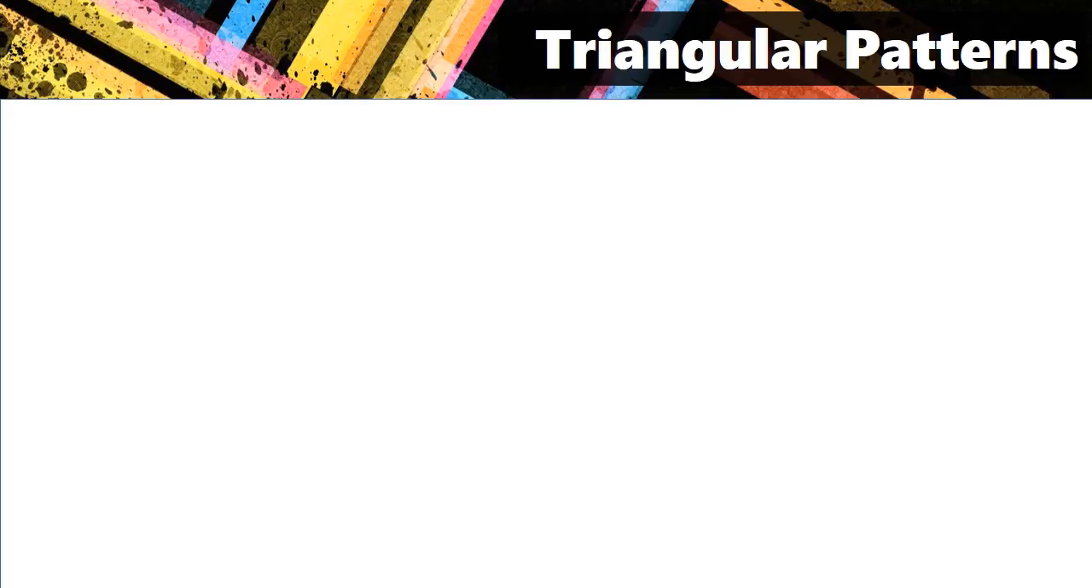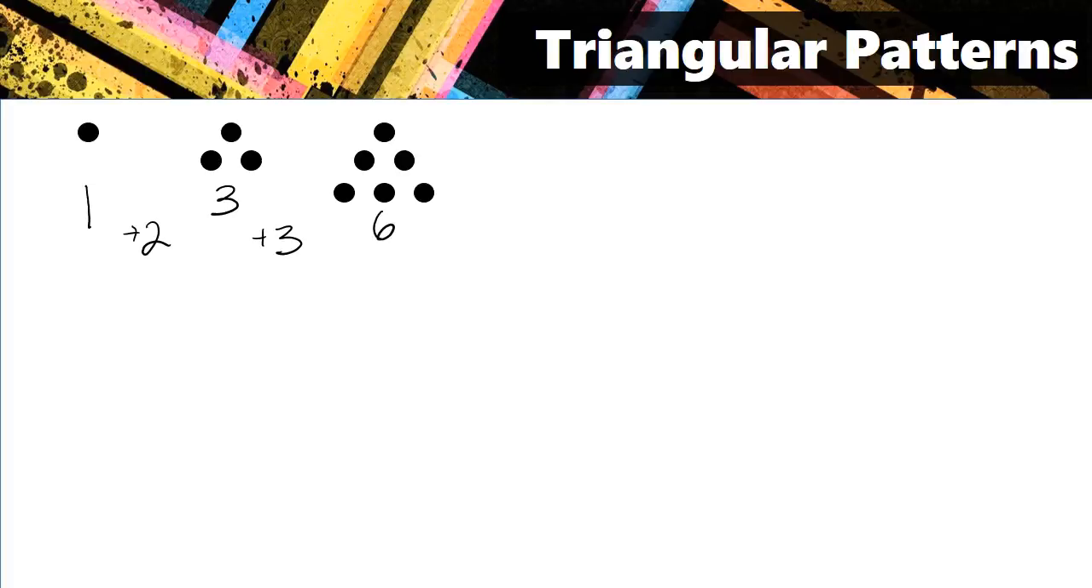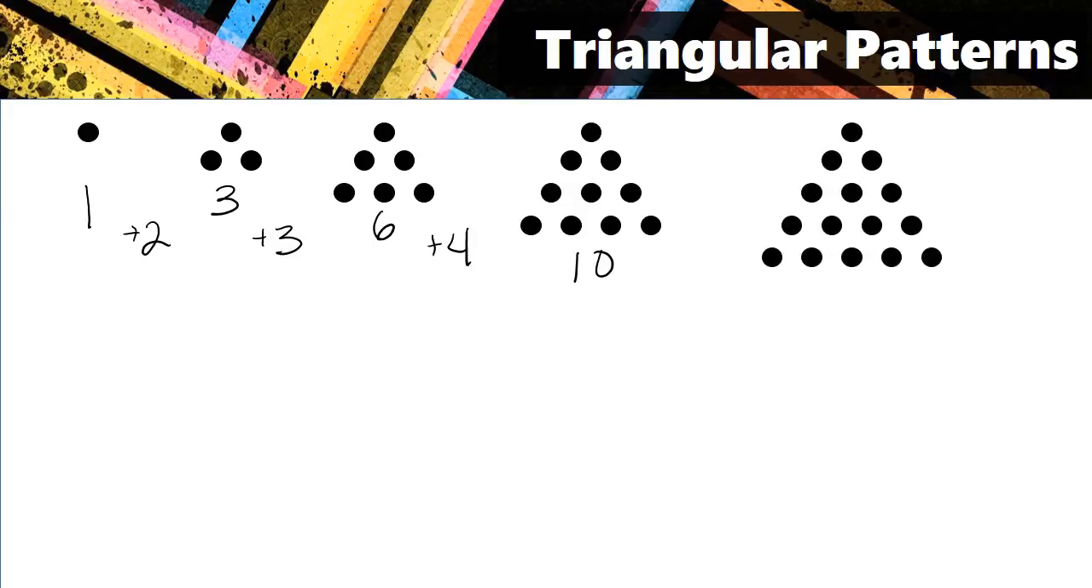Now we're going to talk about triangular patterns. We're given some different patterns. We start off with 1 in our pattern. Then if we add a second row, 1 plus 2 gives us 3. Next, if we add 3, it gives us 6. Then if we add 4, it gives us 10. And then if we add 5, it gives us 15.